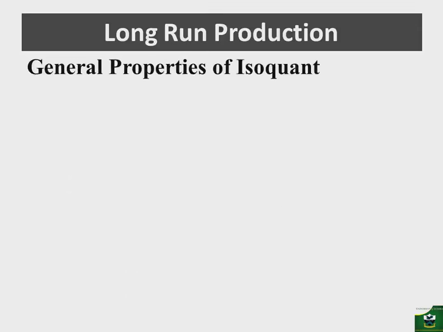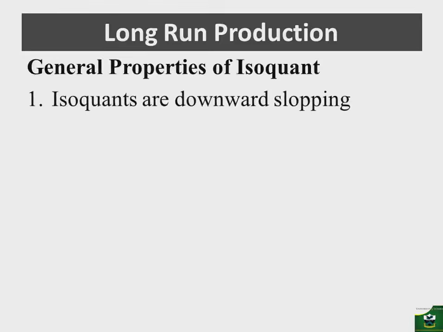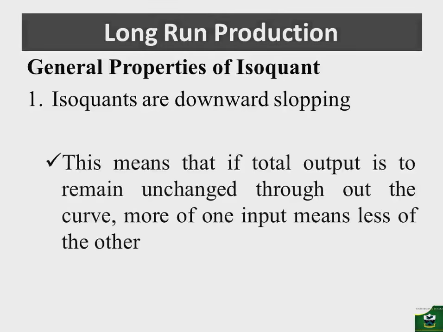As such, we can look at the general properties of the isoquants, which we take to be the ones that are convex. The first one is that isoquants are downward sloping. This means that if total output is to remain unchanged throughout the curve, more of one input means less of the other. For you to employ more labor, you need to make a trade-off. That is, you need to release capital and still produce the same level of output.